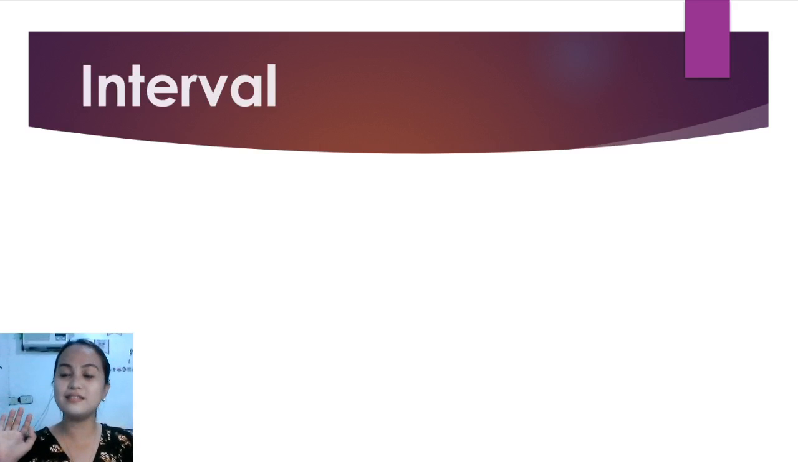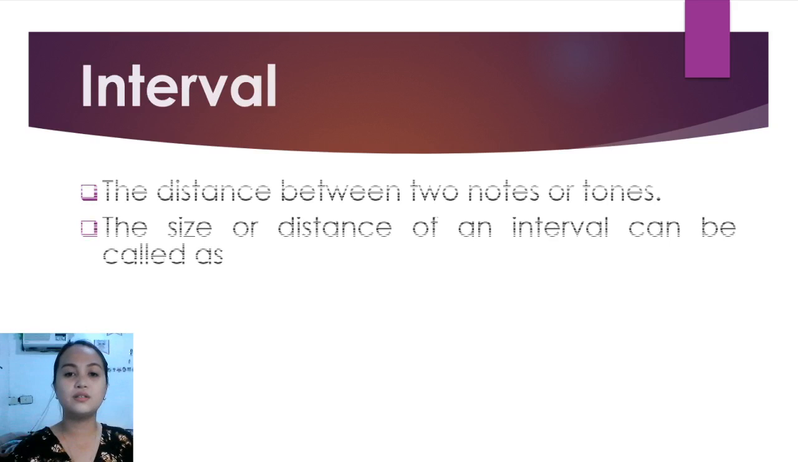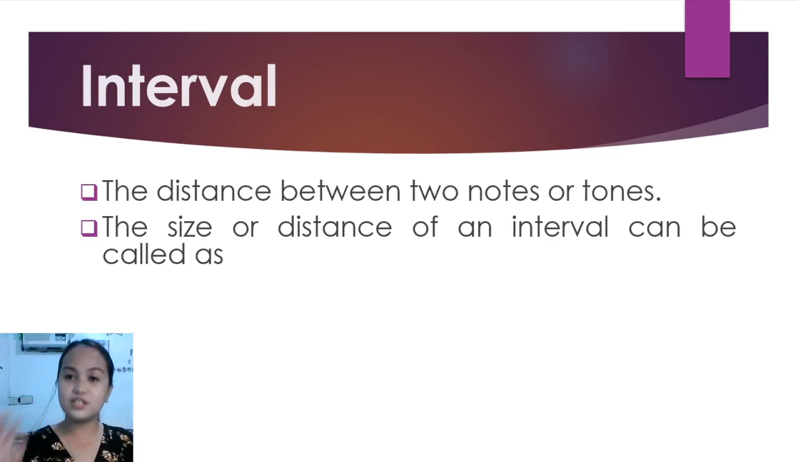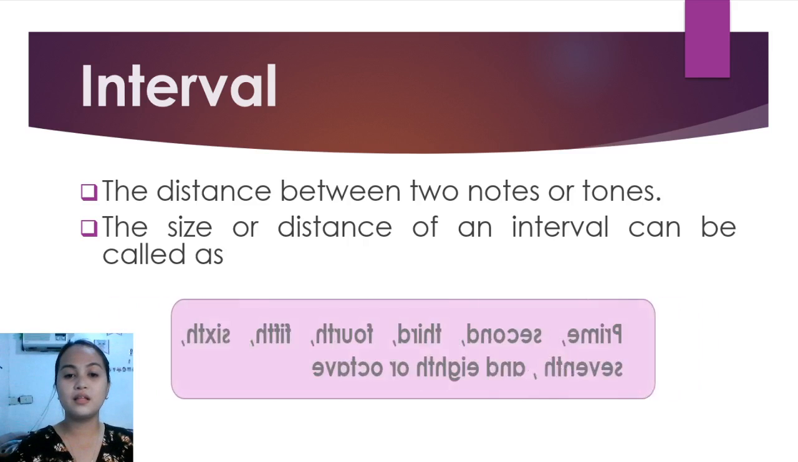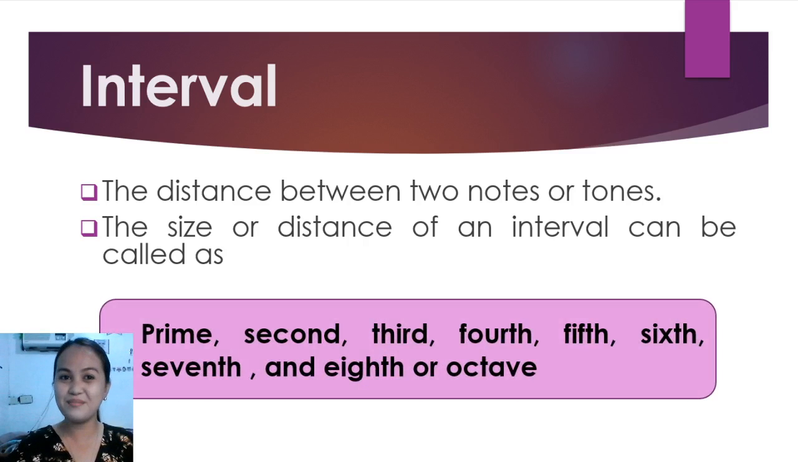So what are intervals? This is the distance between two notes or tones. The size or distance of an interval can be called prime or the first, second, third, fourth, fifth, sixth, seventh, and eighth, or we call it an octave.